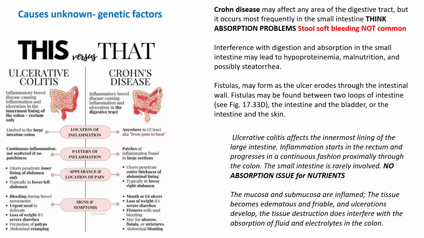So with ulcerative colitis, usually it's going to be in the lower left part of the abdomen, whereas the Crohn's you're going to see in the entire abdominal lining area, usually more on the right side. Any questions on those two?